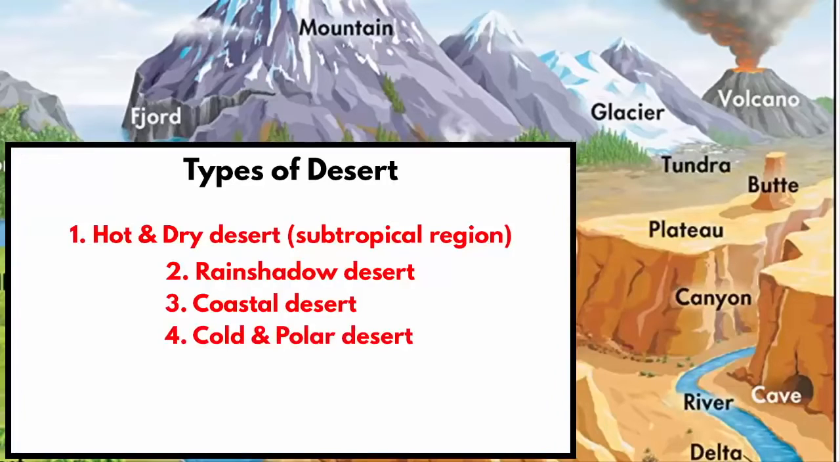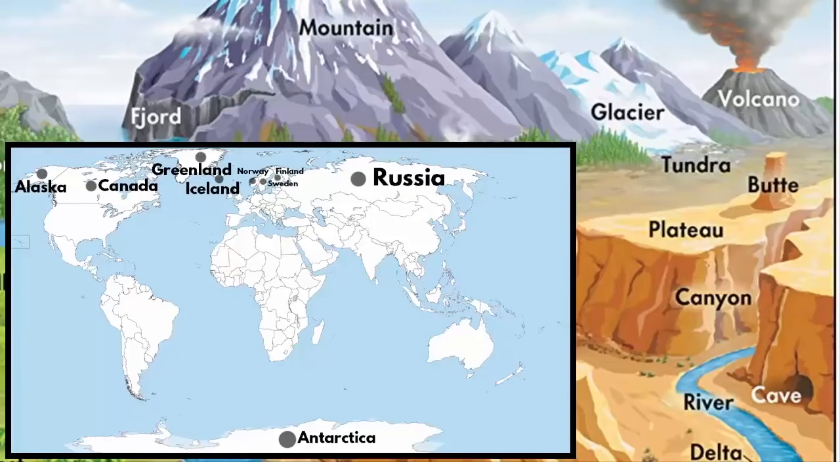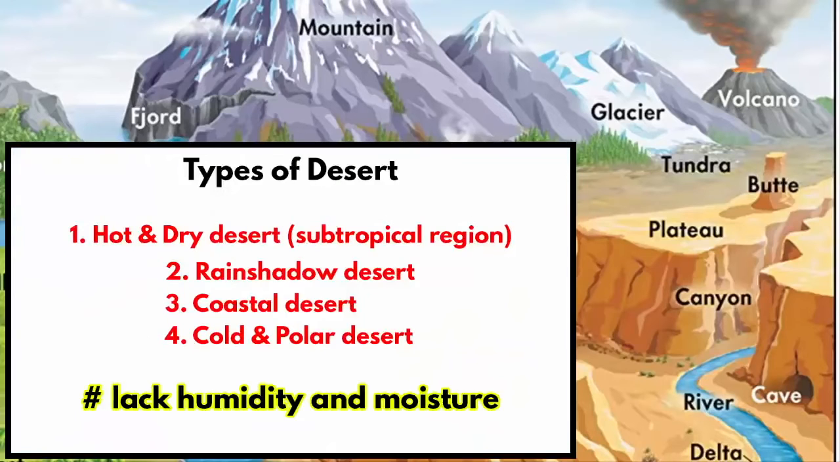The fourth type of desert is cold and polar desert. Examples of polar deserts are Antarctica, Alaska, Canada, Greenland, Iceland, Norway, Sweden, Finland, Russia. In India, we have Ladakh, which is a cold desert. Even Mongolia's Gobi Desert is a cold desert, but it is also a rain shadow desert. Patagonian Desert in Argentina is also a cold desert. So the important point that you have to remember is that all these different types of deserts have one thing in common. They lack humidity and moisture. When there is less humidity or moisture, that's when there is a shortage of rain. And deserts are areas that receive very little precipitation.